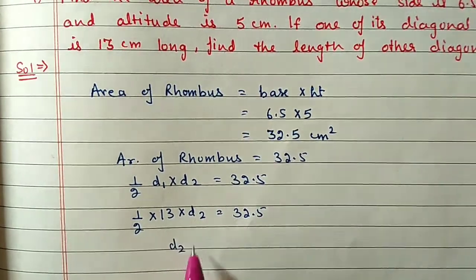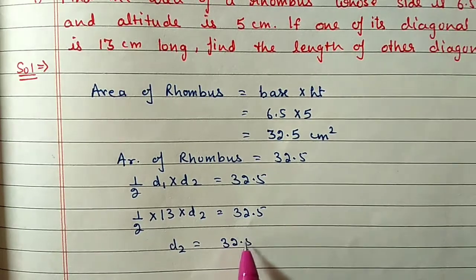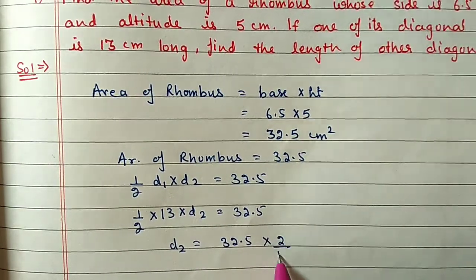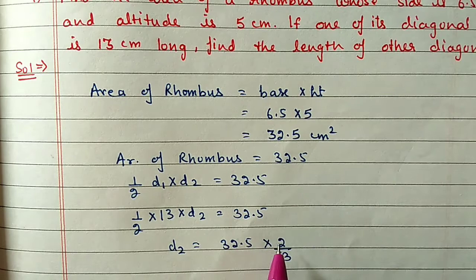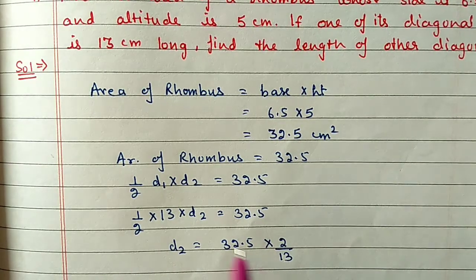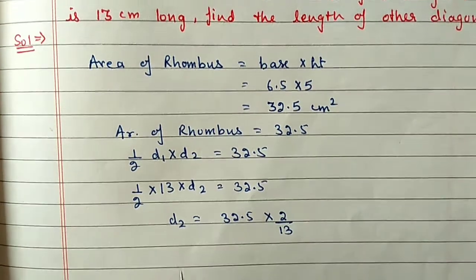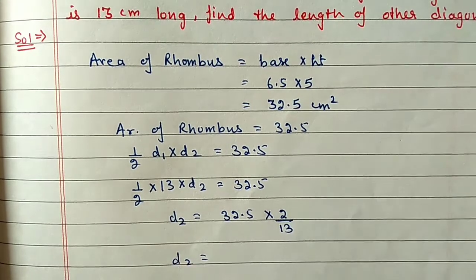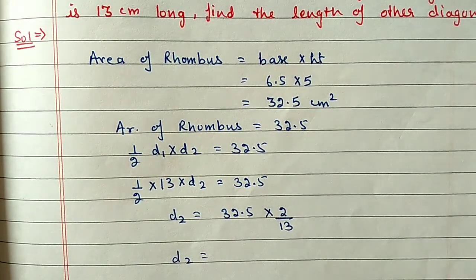So d2 is equal to 32.5 into 2 by 13. This 2 will come for multiplication and 13 will come for the division. So the d2 value we will get after cancellation is 5 centimeter.